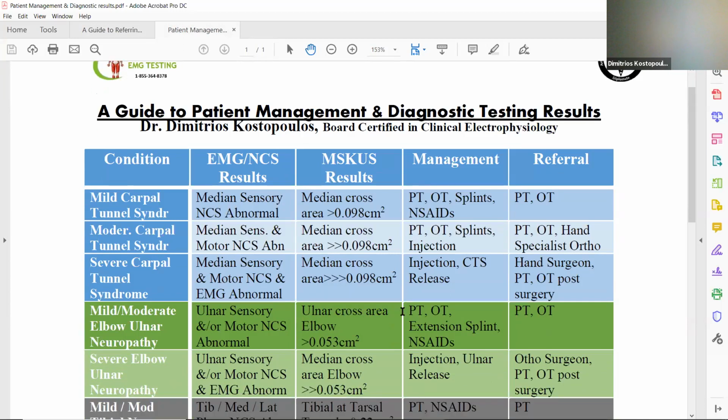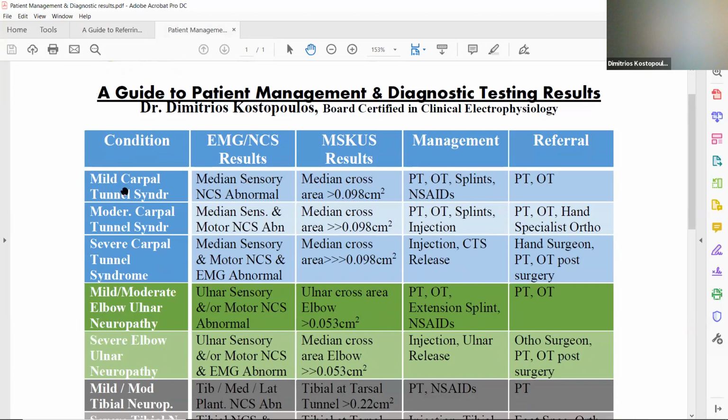This is something that shows what the condition, the diagnosis, of the patient is, what is expected, generally speaking. Of course, there will be disclosures in these documents. Generally speaking, what the EMG nerve conduction test results are expected to be, what the ultrasounds are expected to be, what management the physician has to dictate, and who the physician should choose to refer their patients to based on the condition.